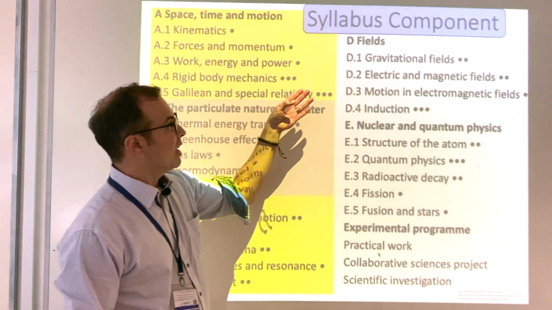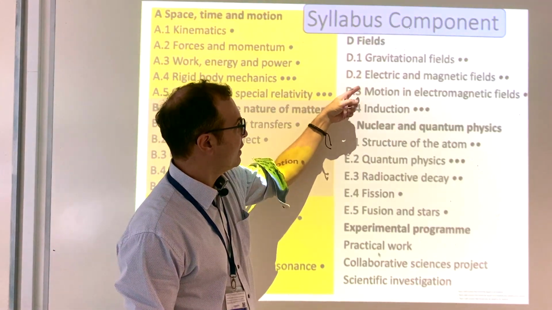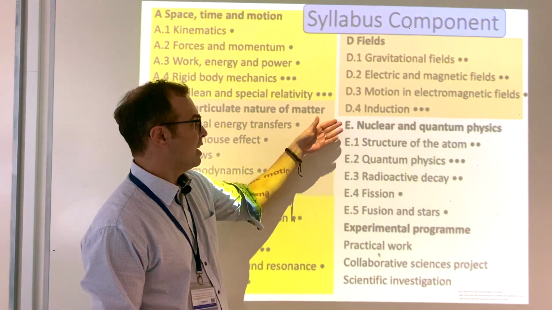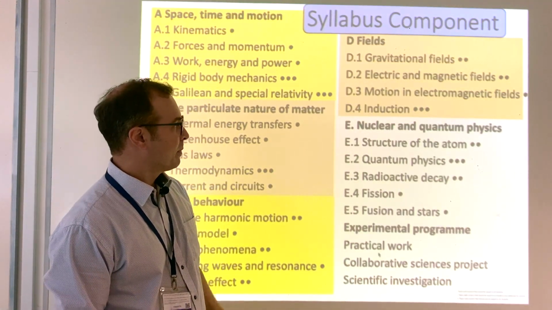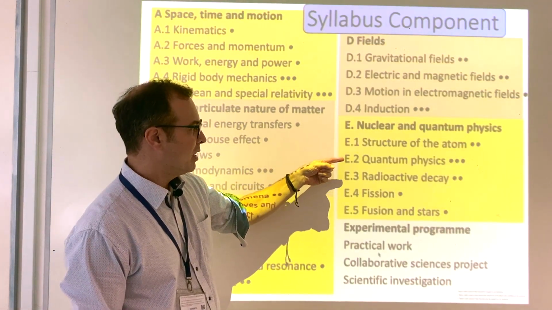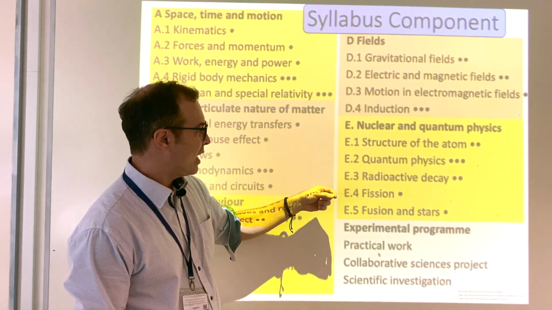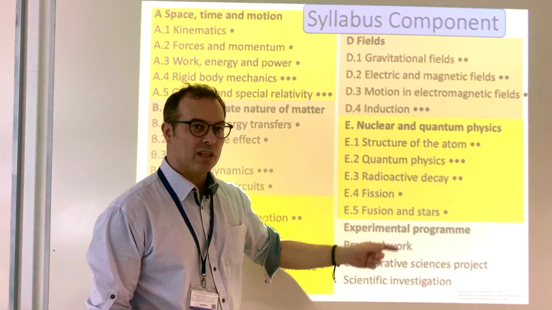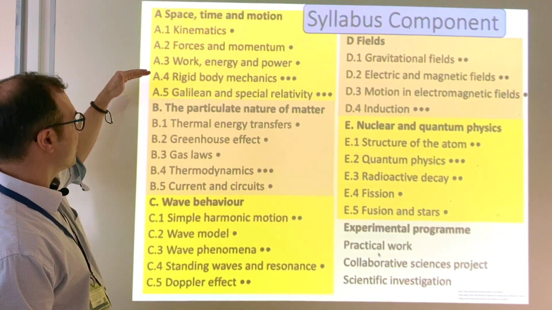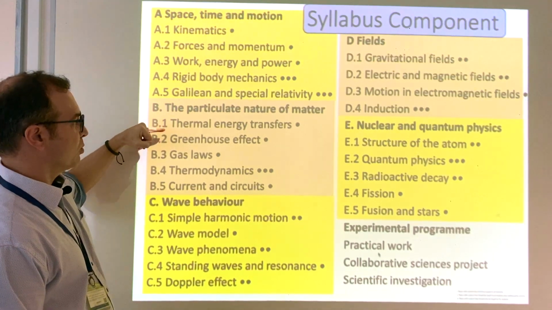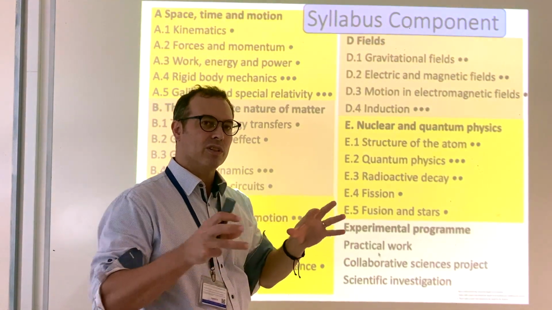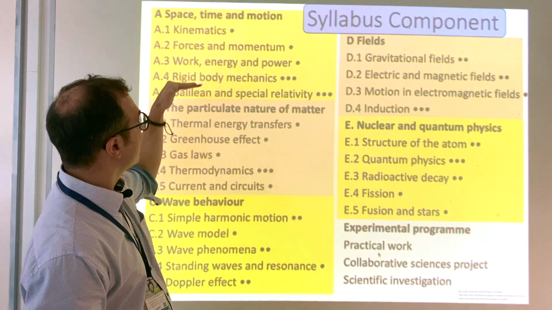Over here on this side, we've got fields, which encompass our gravitational fields, our electric and magnetic fields, and motion and magnetic fields, and the phenomenon of induction. The next is our nuclear and quantum physics, where we're talking about the structure of the atom, what is quantum physics, radioactive decay, fission and fusion, and stars. So we do get into the astrophysics throughout the course. The astrophysics actually starts earlier on in the course with some thermal energy transfers. It's a course where we're studying many different subjects all at once through these ideas.